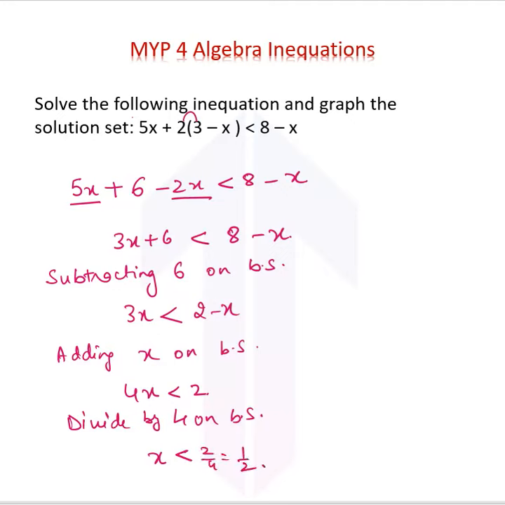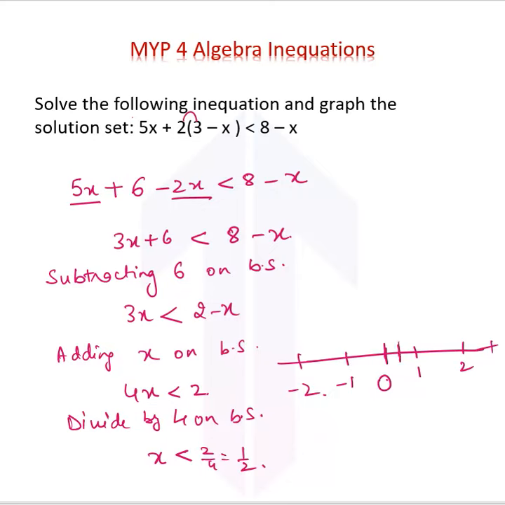And how do we plot the solution? x is less than half. That means on the number line, you'll mark here 0, 1, 2, and so on. On the left hand side, you have minus 1, minus 2, and so on. And our x is less than half means somewhere here, the middle of this point.